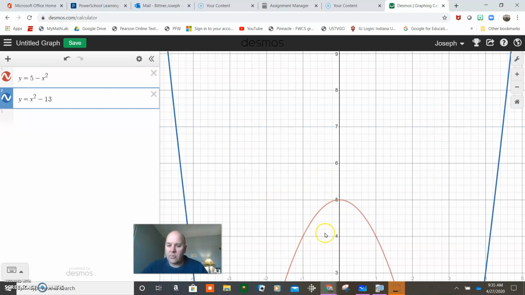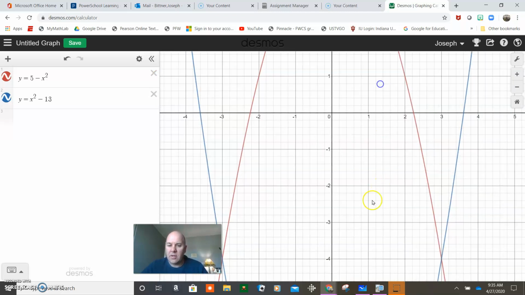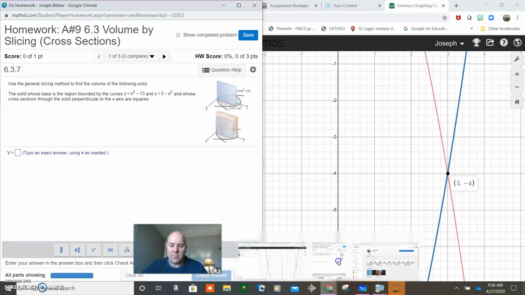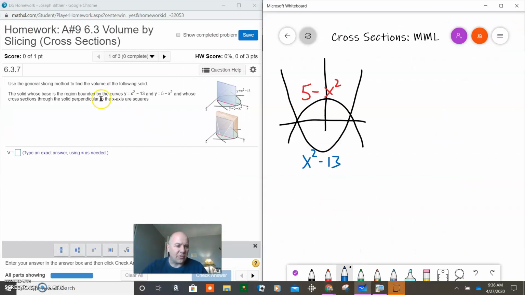And here's the image of it, but the most important part is I want to know their intersection. It's -3 to 3, since it's with respect to x. And let me point out that the problem says perpendicular to the x-axis. That's probably the most important part, because that's the direction that you're drawing your cross sections.